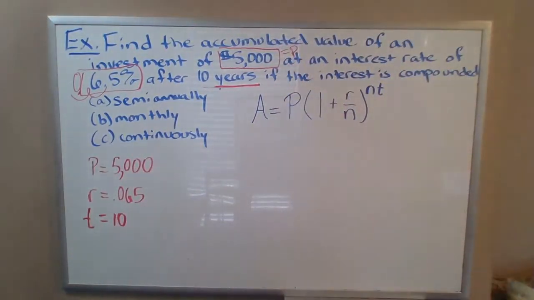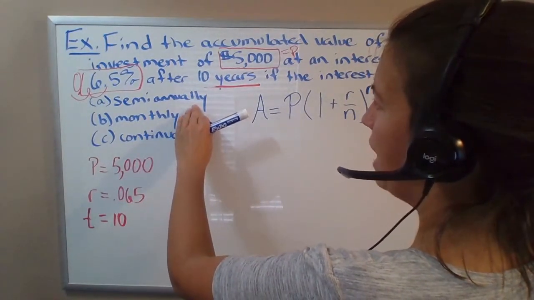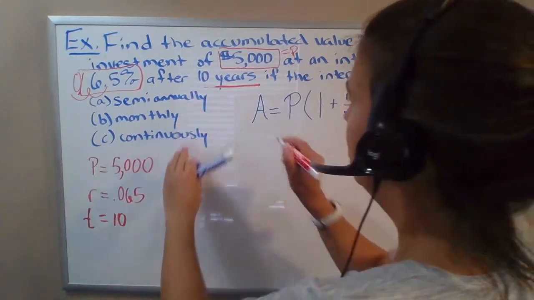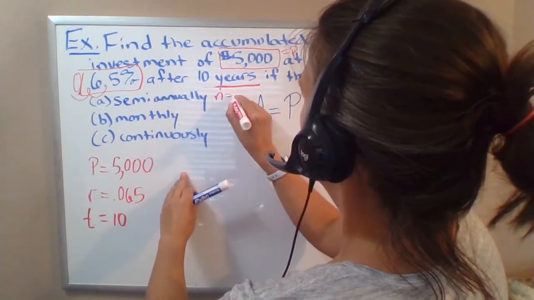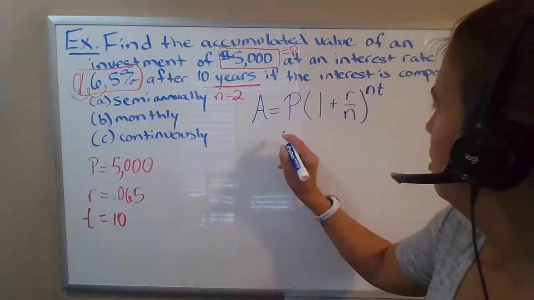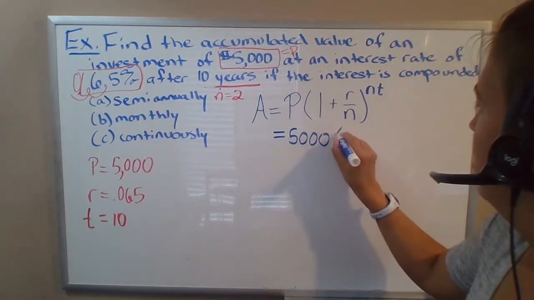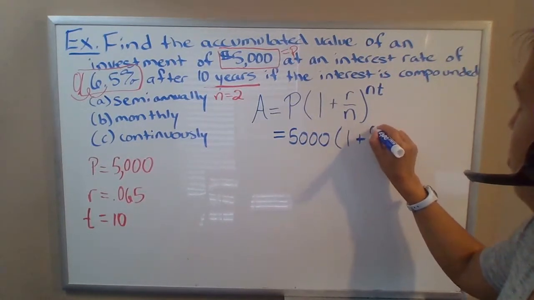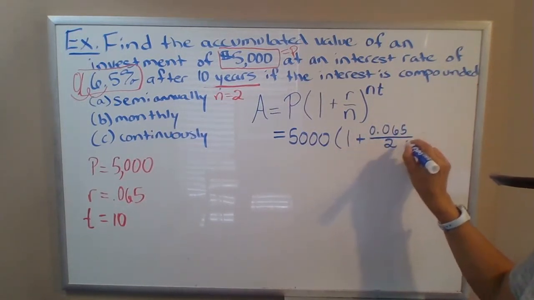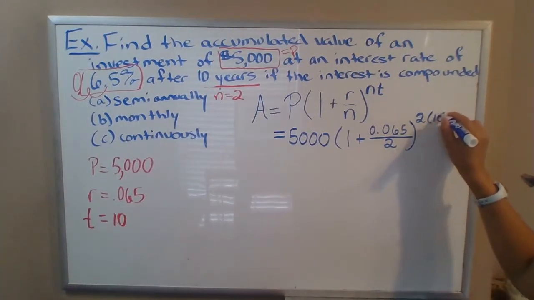If the interest is compounded, so now we're looking at our specific scenario. If it's compounded semi-annually, n is the number of times per year that the interest is compounded. So if it's semi-annually, that's twice a year. n equals 2 in this case. So for part A, we would plug in what we know. This would be 5,000 for P times 1 plus r, which is 0.065, over n, the number of times it's compounded, which is 2, to the n times t.